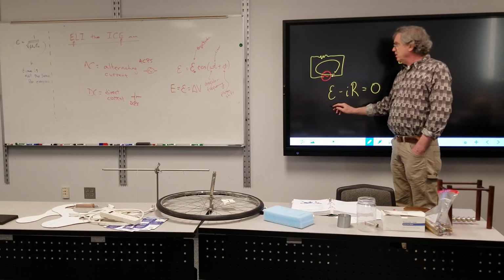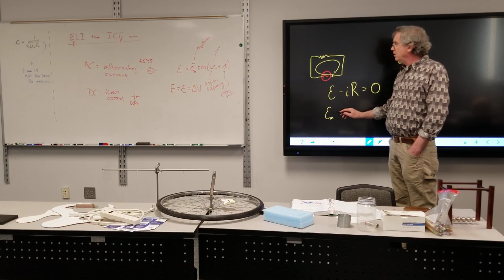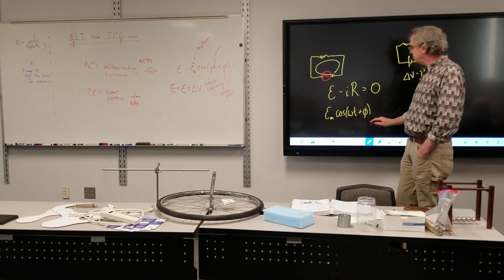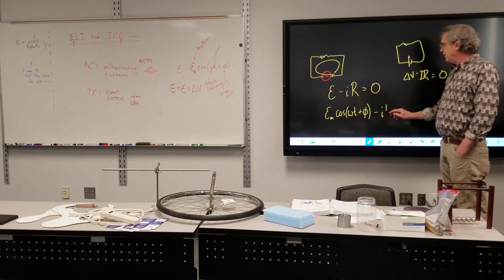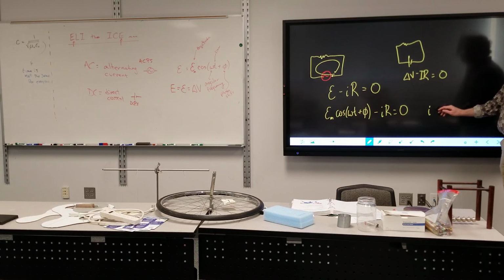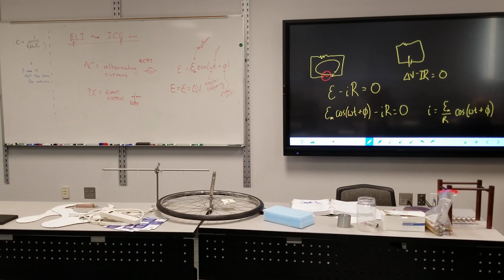So if epsilon is equal to epsilon maximum cosine omega t plus phi, minus IR equals 0, we can now solve for the current. I equals, bring that over, epsilon max over R cosine omega t plus phi. Dramatic pause for people to catch up in writing and to ask questions.